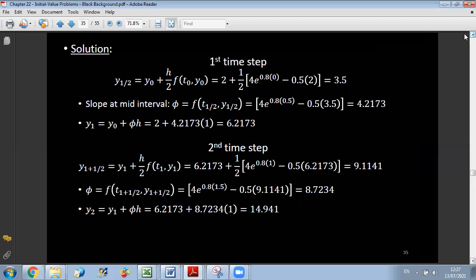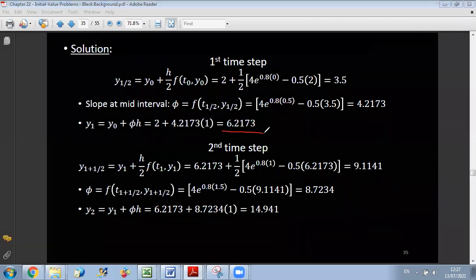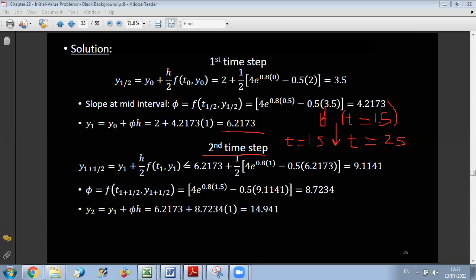Look, when we calculated y1, we calculated it from the previous step. Now you move to the second time step. In the second time step, you are working between t equal 1 second and t equal 2 seconds. Since you are using the midpoint method, it consists of first finding what is y at the middle of this interval. Then you should find what is y for t equal to 1.5. So what is t 1.5?